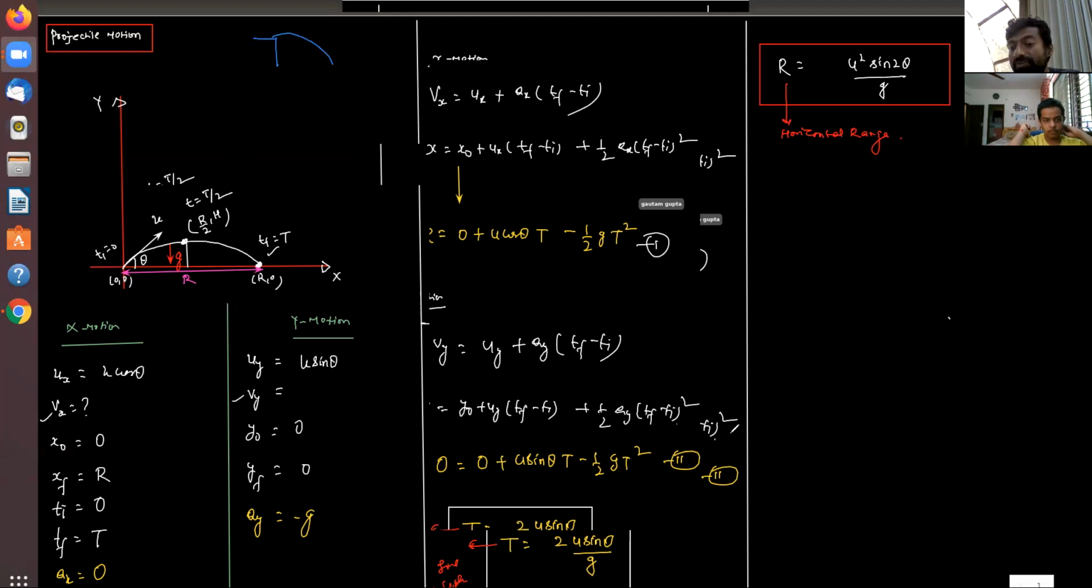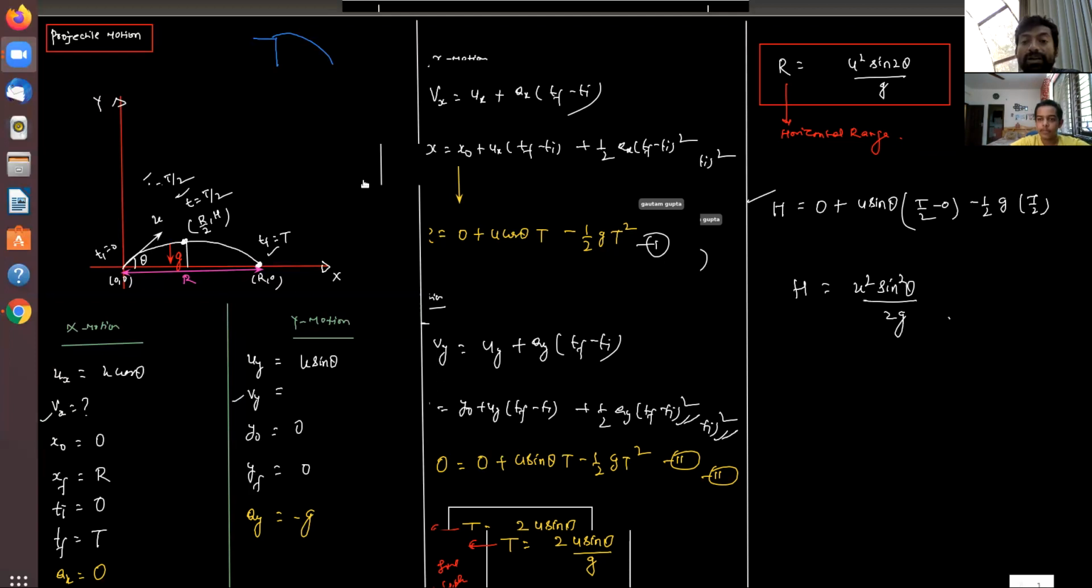So again, we can use this formula. The final y coordinate will be H, the initial y coordinate is 0, uy will be u sine theta. Tf in this case is T by 2, because we want to find the y coordinate at that instant. So T by 2 minus 0 minus half g into T by 2 whole square. Did you understand this? If you solve this, you will get H as u square sine square theta by 2g. So this is the formula for maximum height. Is it clear?